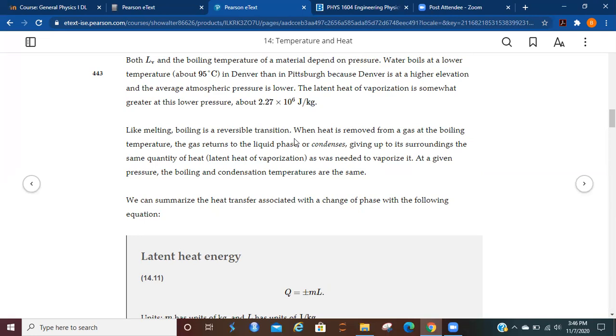Like melting, boiling is a reversible transition. When heat is removed from a gas at the boiling temperature, the gas returns to the liquid phase or condenses, giving to its surroundings the same quantity of heat as was needed to vaporize it. At a given pressure, the boiling and condensation temperatures are the same.